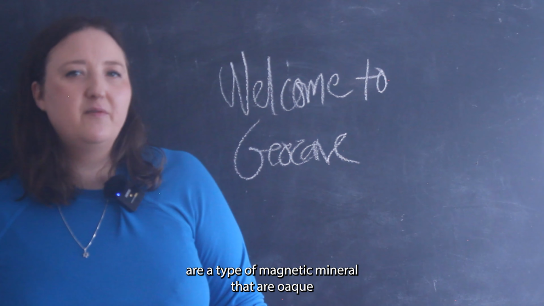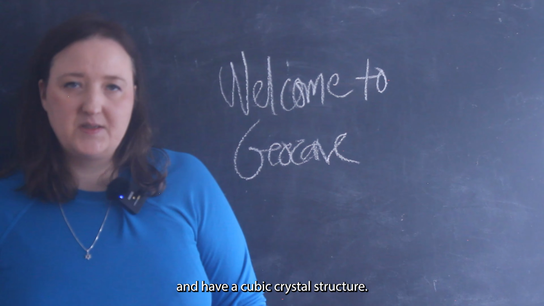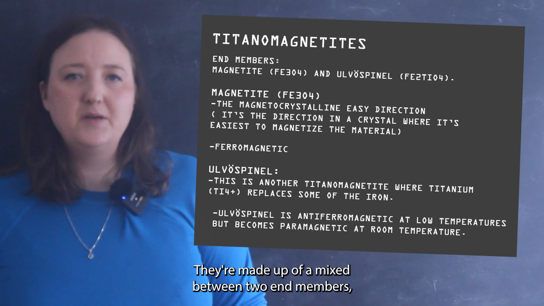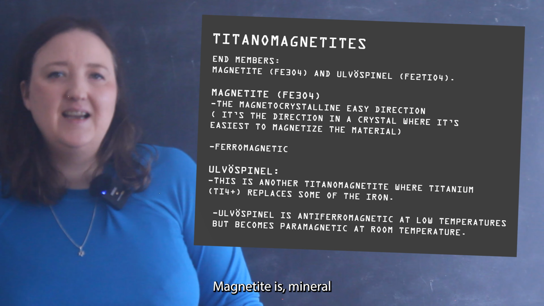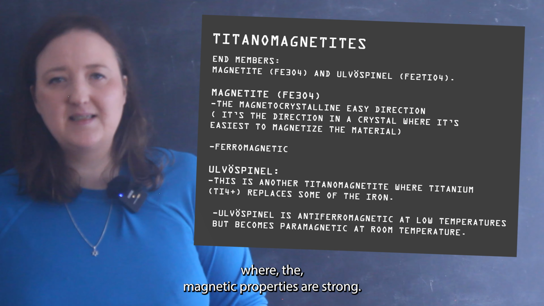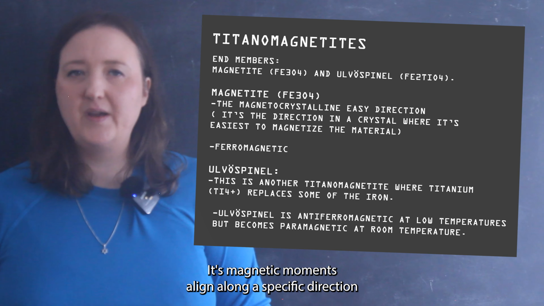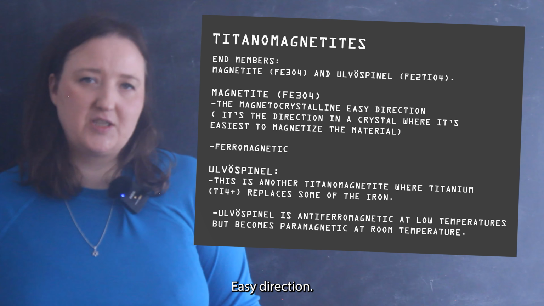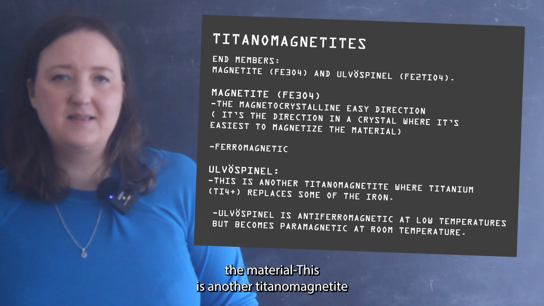Titanomagnetites are a type of magnetic mineral that are opaque and have a cubic crystal structure. They are made up of a mix between two end members, magnetite and ulvospinel. Magnetite is a mineral where the magnetic properties are strong. Its magnetic moments align along a specific direction in the crystal called the magnetocrystalline easy direction. It's the direction in a crystal where it's easier to magnetize the material.